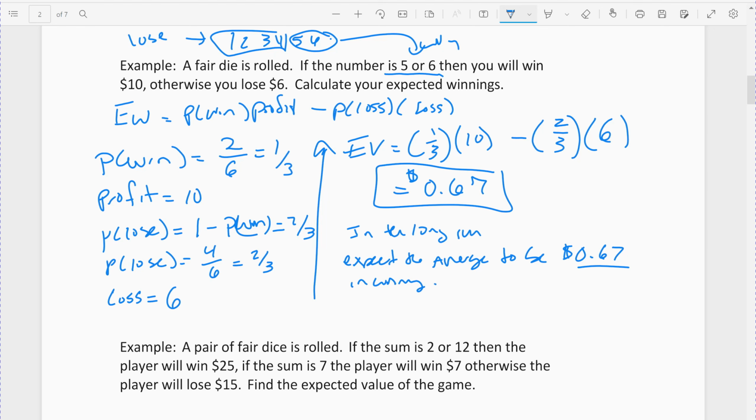So the average would be that amount in winnings. Again, we win some and we lose some, and we don't win 67 cents. We're going to win $10. We're going to lose $6. When we average out all of our $10 wins and all of our $6 losses, based on probability, we would expect that average, if I played this game a bunch of times, to be about 67 cents ahead.